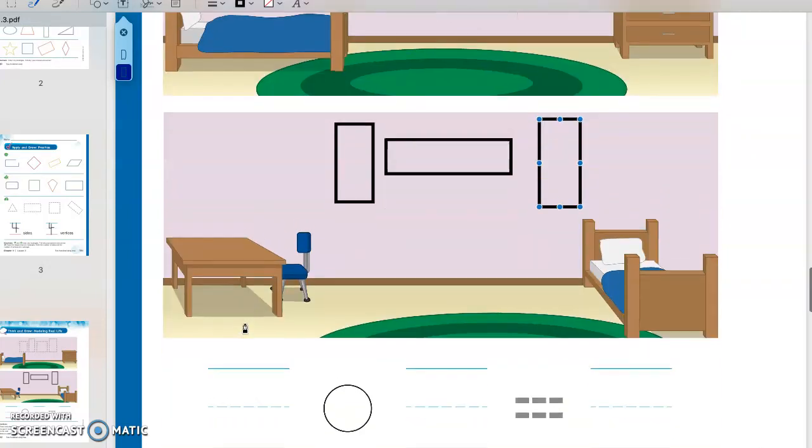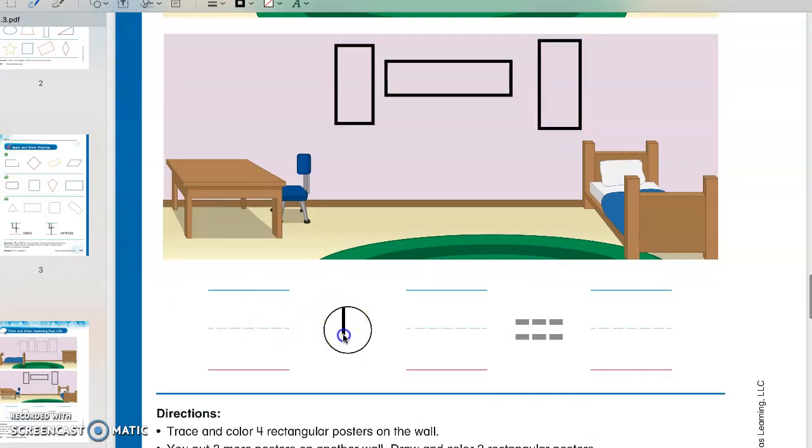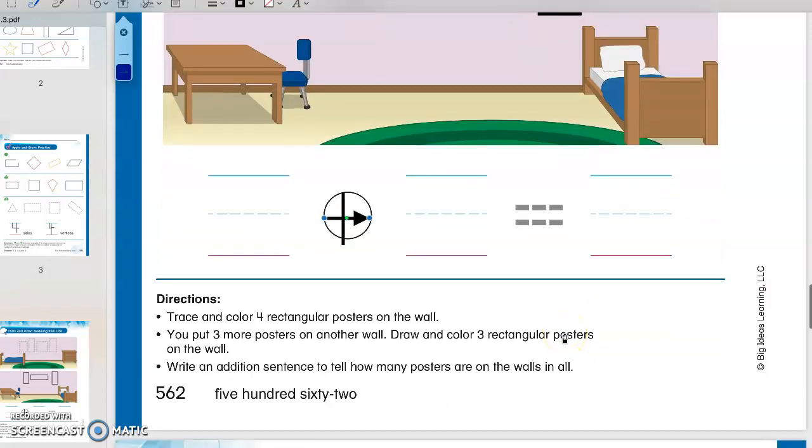So 4 plus 3. Make sure you add that plus sign in the middle if it's an addition sentence. I don't know why an arrow showed up. Make sure it's a plus sign, not an arrow. So 4 plus 3 equals, and you write the answer. I want you to add it together.